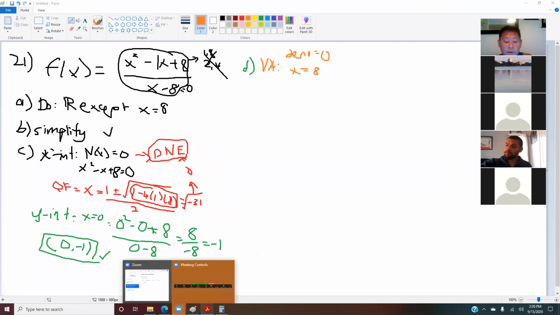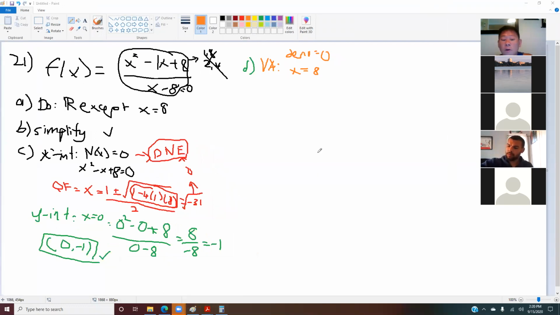Next, we have to figure out your powers. So this top power is 2. The bottom power is 1. So again, 2 is greater than 1. So this time you will have a slant asymptote. In order for us to find the slant asymptote, you have to use synthetic division. The 8 that you found in your vertical asymptote will go in here. The numbers for this will be 1, negative 1, and 8.